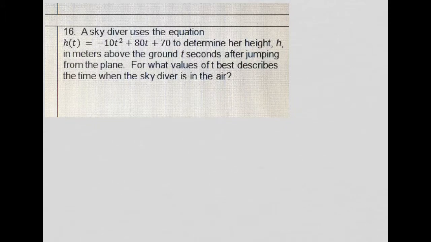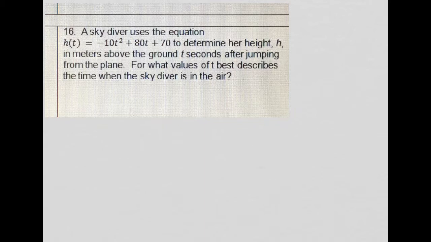So let's look at this problem. A skydiver uses the equation h of t equals negative t squared plus 80t plus 70 to determine her height in meters above the ground t seconds after jumping from the plane. For what values of t best describe the time when the skydiver is in the air?